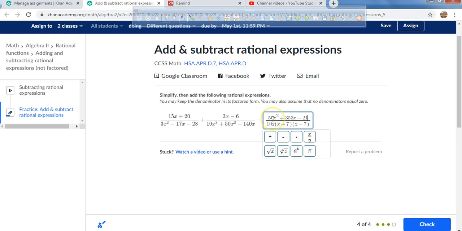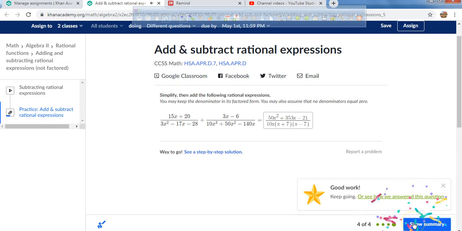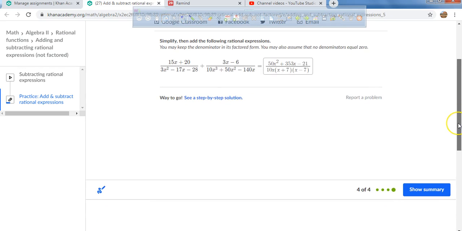So there we go. We got this trinomial over these factors. Remember, it says you may keep the denominator in its factored form. That's why I'm keeping the denominator in its factored form and not expanding it. All right, hopefully we did everything right. If not, they'll let us know. And if I get it wrong, I'll show you where I messed up. We'll figure it out. But I didn't mess up. I did everything correctly.